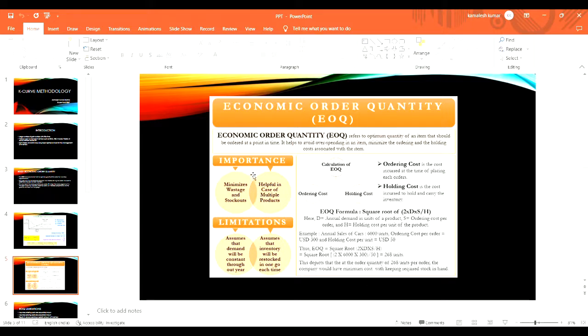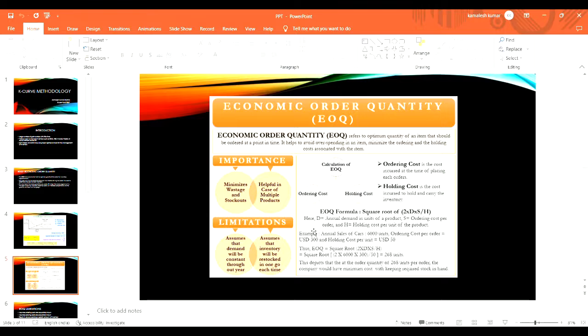The importance of EOQ is that it always tries to minimize wastage and stockouts, and it is mostly used in the case of multiple products. EOQ also has some limitations. It assumes that demand is always constant throughout the year, but that is not the case in practical application or real life. Similarly, EOQ also assumes that inventory will be restocked each time.